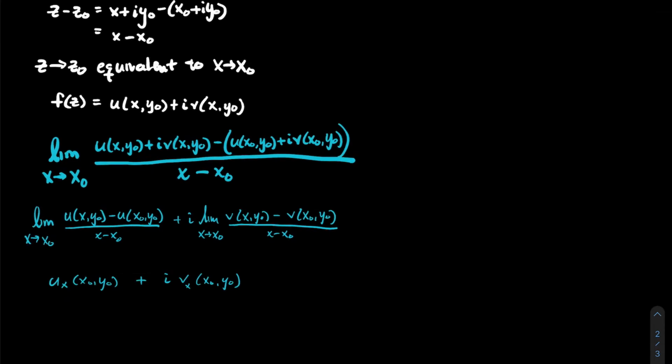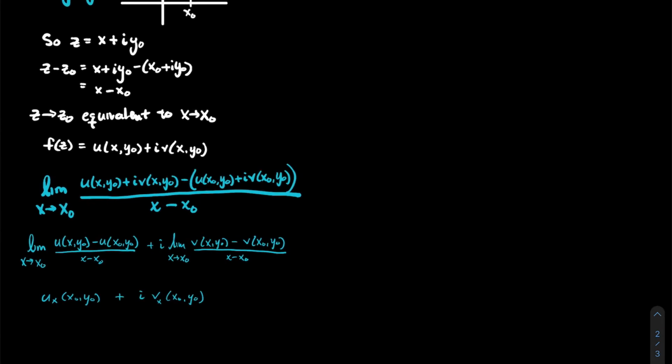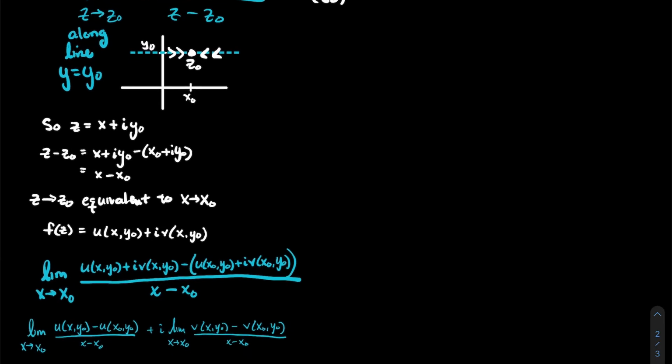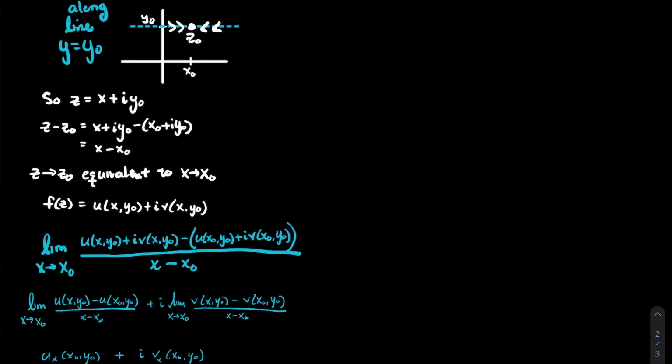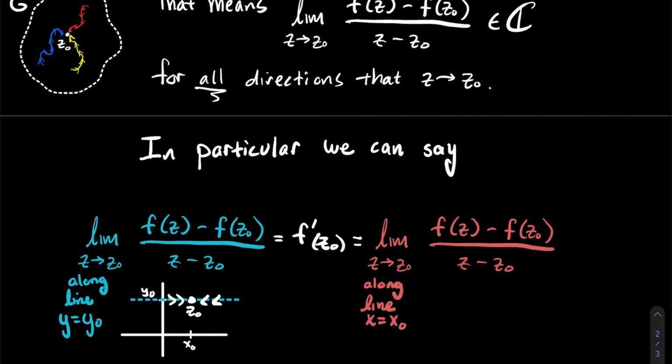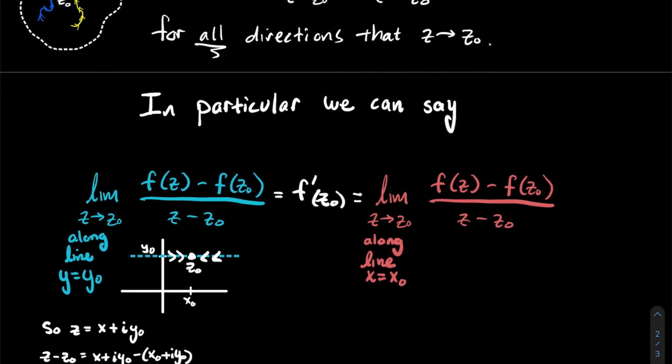Okay, so we just simplified what this difference quotient looks like if I approach horizontally along the x direction, if you like. I get that it's the partial of u with respect to x plus i times the partial of v with respect to x. That's its imaginary part. Now let's do the same thing up here. F prime, remember, we assumed that this limit exists for all directions that I could approach z0. So now let's do this vertically.